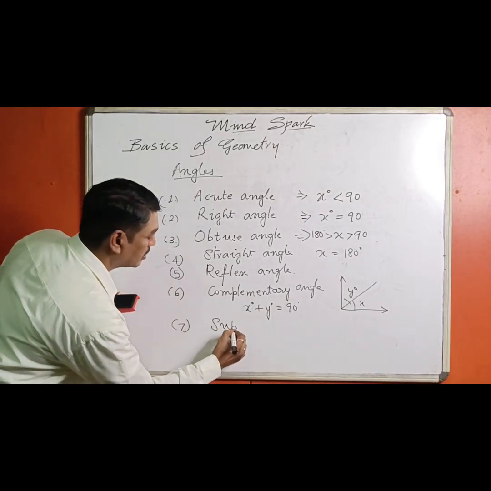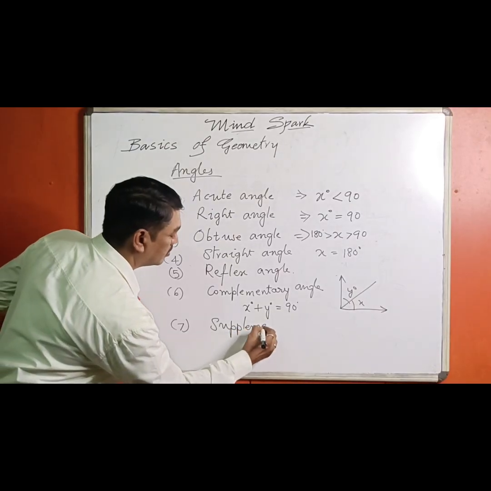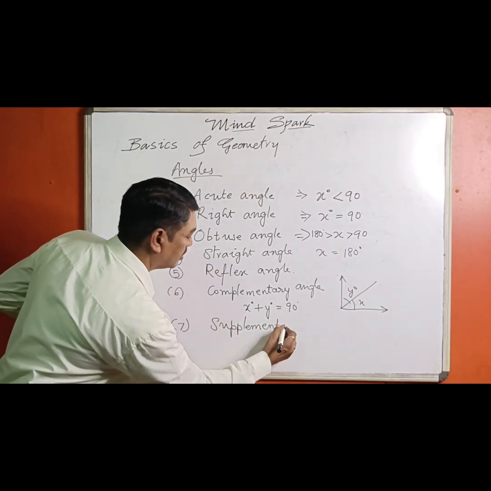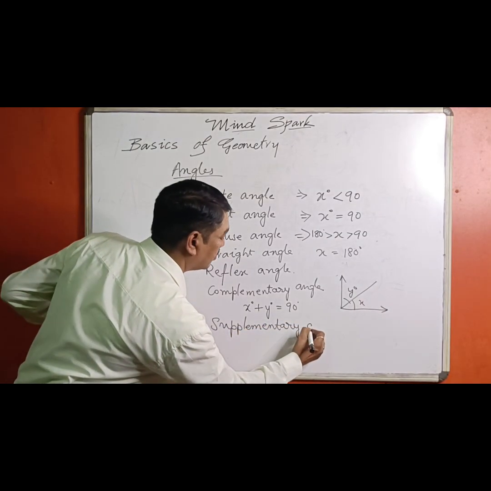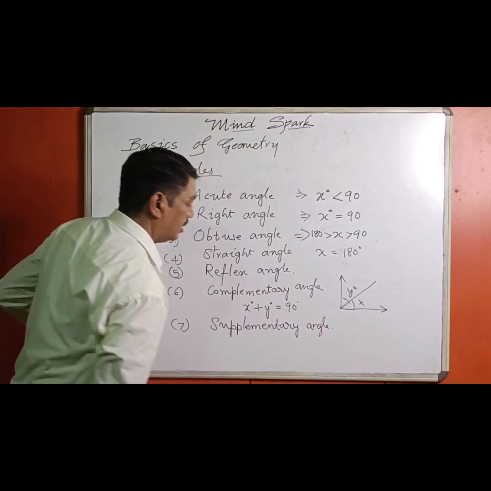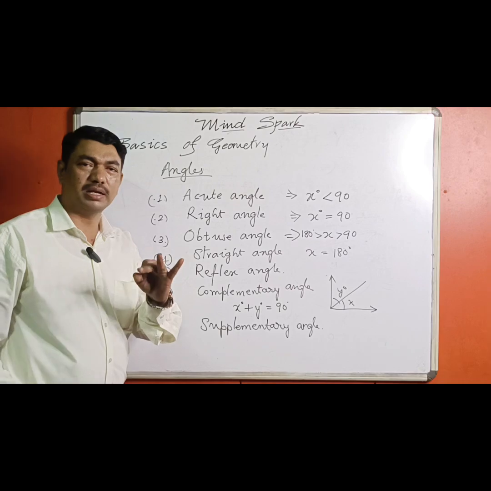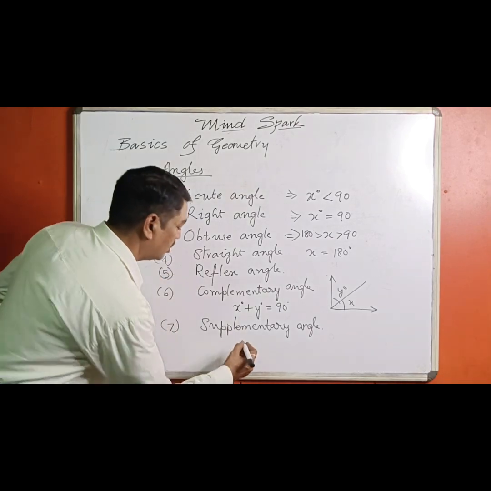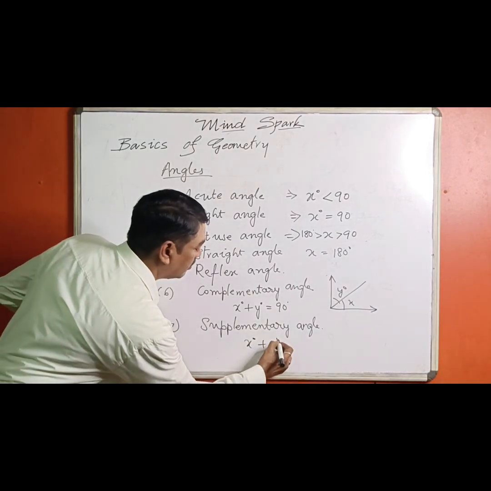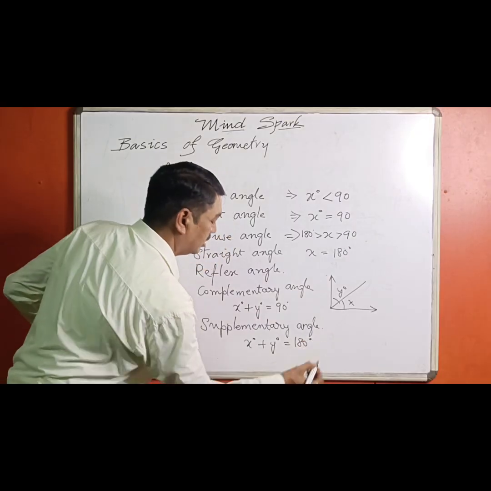Next, coming to supplementary angles. In supplementary angles, the sum of the two angles should be 180 degrees. So x degrees plus y degrees is equal to 180 degrees.